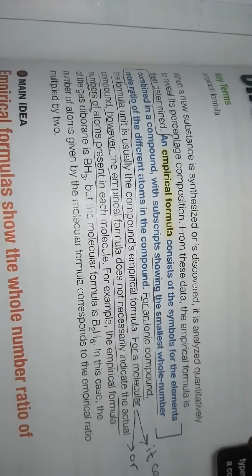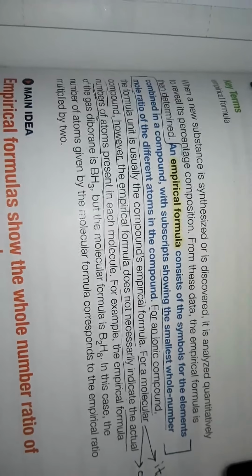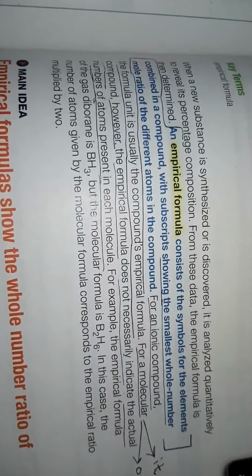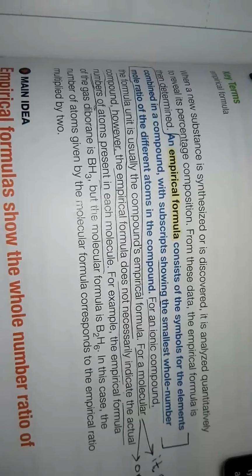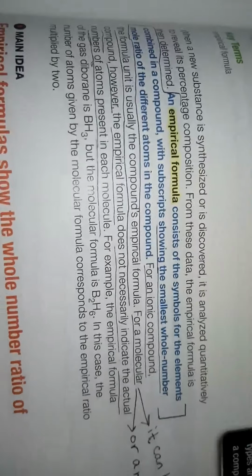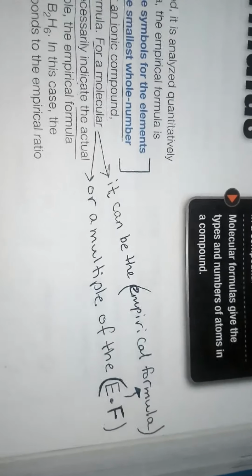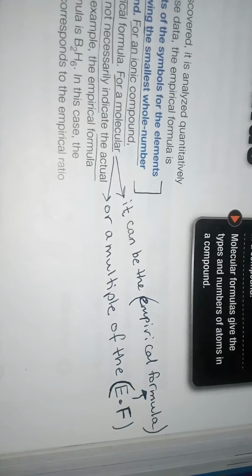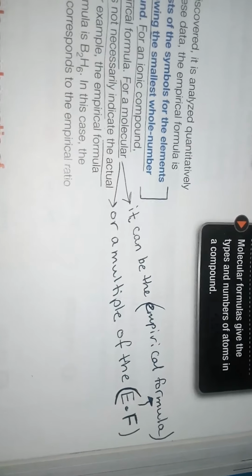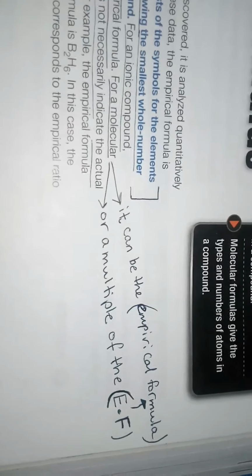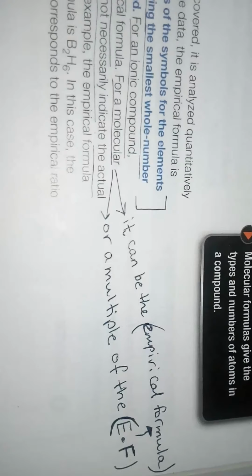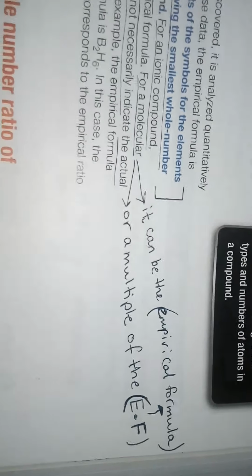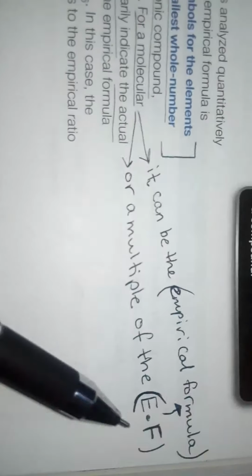Now, just notice that for ionic compounds, the formula unit is usually the compound's empirical formula. So if we're trying to find the empirical formula of an ionic compound, a metal and a nonmetal together, usually the empirical formula is, and this is a note that I write over here, the same as the chemical formula. But for molecular compounds, the chemical formula can be the empirical formula, or a multiple of the empirical formula. EF just stands for empirical formula.